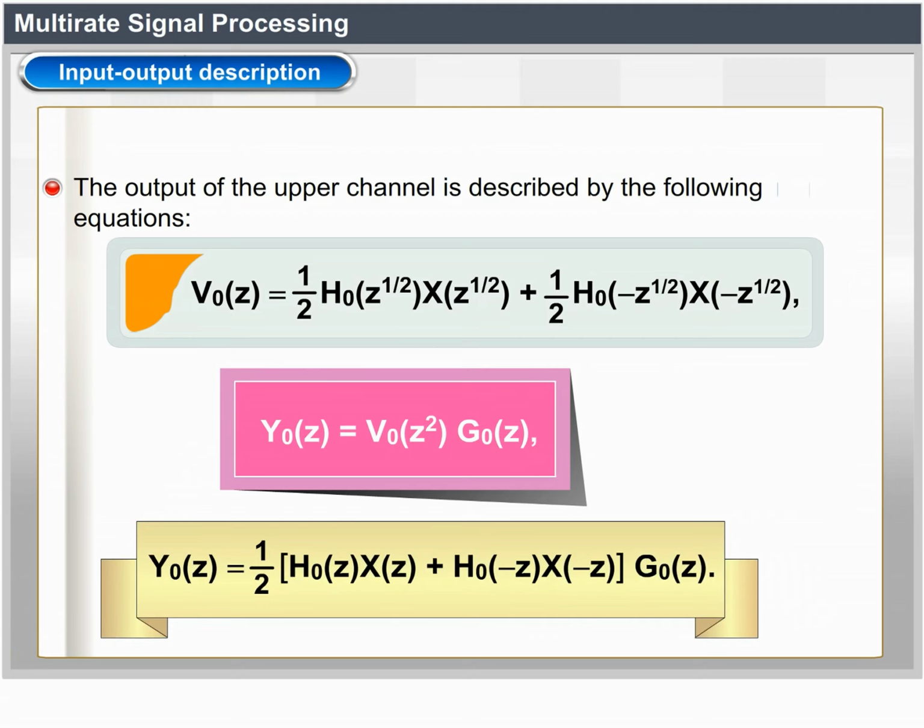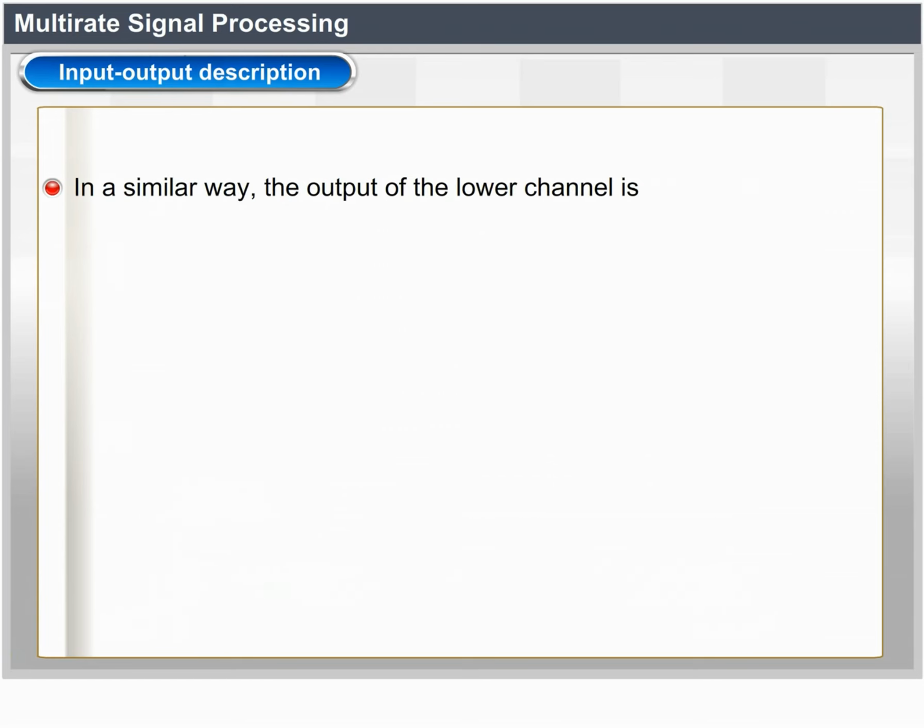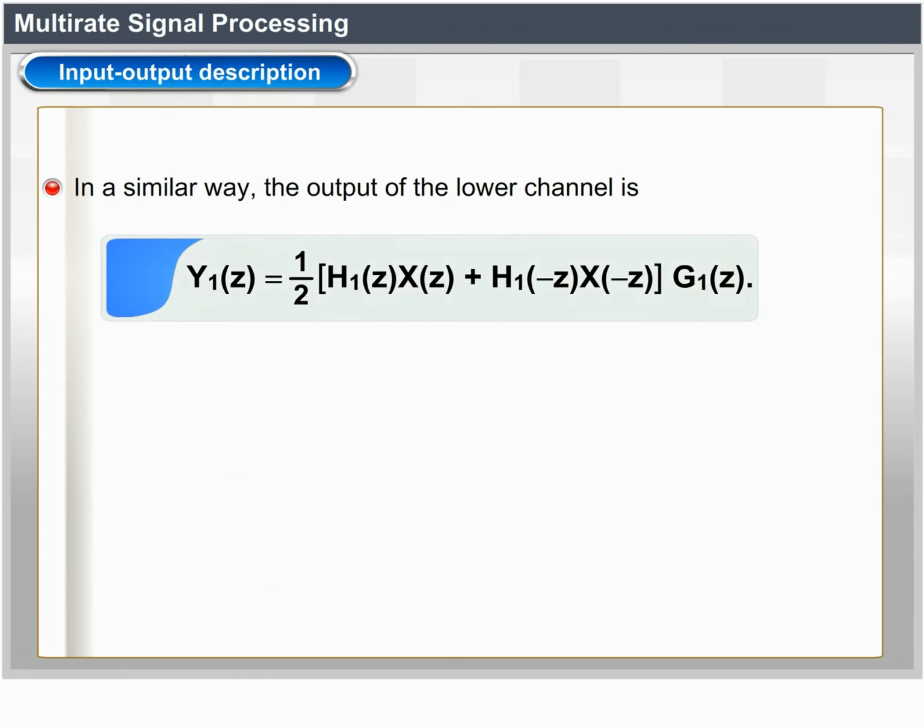In a similar way, the output of the lower channel is Y_1(z) equal to 1/2 [H_1(z) X(z) plus H_1(minus z) X(minus z)] G_1(z).